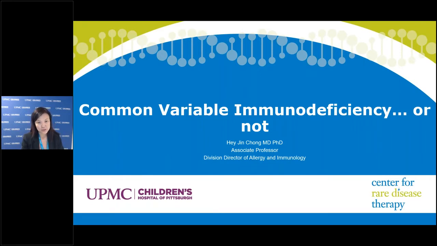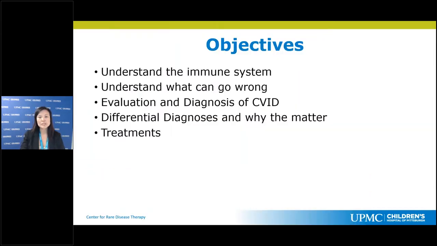One of those immunodeficiencies is common variable immunodeficiency, and I titled this "Or Not," just to show you that sometimes there are other things to think about and look for when someone presents with an immune system issue. So our objectives are to get a general understanding about the immune system, so that we can understand what can go wrong with it, the evaluation and diagnosis of CVID, as well as the differential diagnoses, and why it matters to see if there's a different diagnosis. And then we can talk a little bit about the treatments.